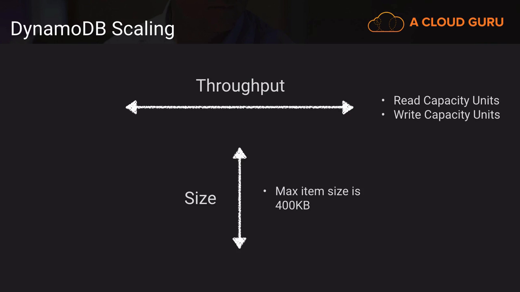DynamoDB scaling is really divided into two dimensions here. One is throughput. That's our read and write capacity. And then we also have size. Now, any single item can only be 400K, but we can store as many of those 400K items as we want to. There's basically a limitless amount of space that AWS gives us.